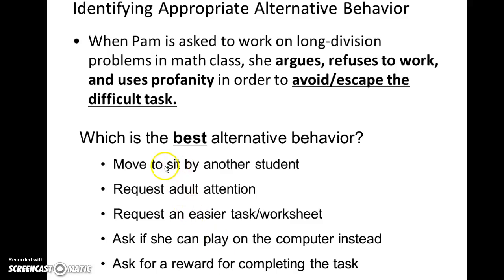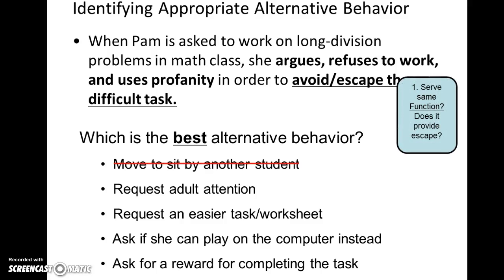Okay, so let's look. Move to sit by another student. Is that allowing them to escape the task? No. So we want to make sure that the alternative behavior gets the same function or the consequence. So that is not a good alternative behavior. Okay, request adult attention. Again, it's not escaping the difficult task, so that's not a good alternative behavior. Ask for reward when completing a task. Again, that's not allowing them to escape.